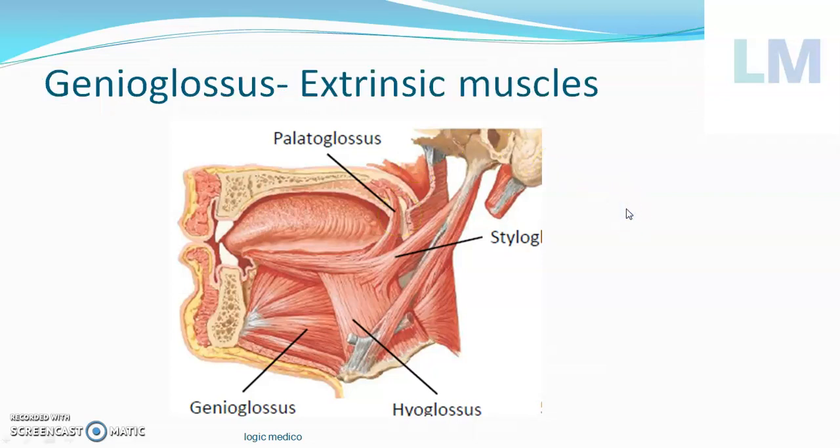So coming to the actual topic, genioglossus. What is this? It is an extrinsic muscle of the tongue. This is the genioglossus. Actually, the bulk of the tongue is formed by genioglossus.